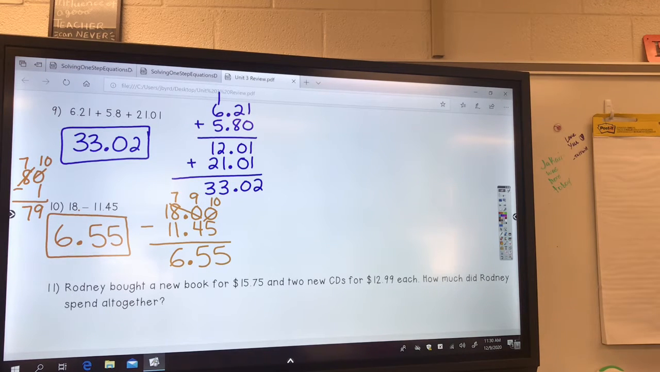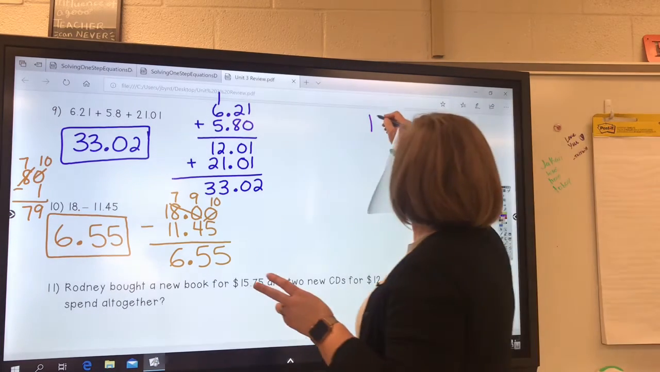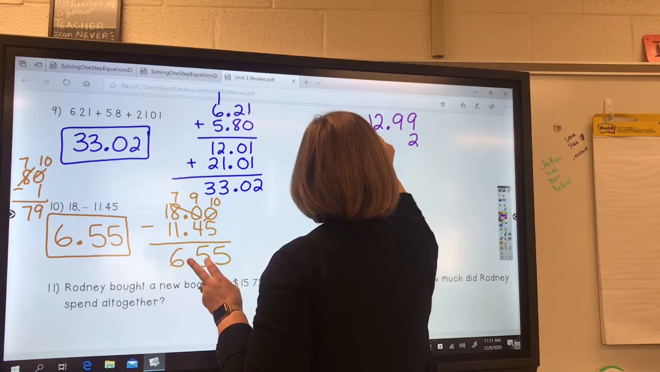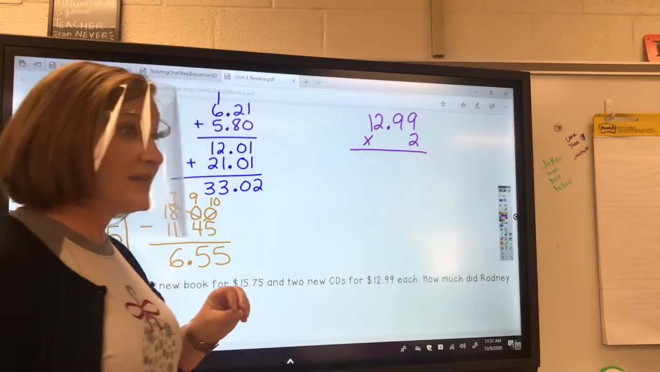So, how much did he spend on the CDs? He spent $12.99 on each. But how many did he get? How many CDs did he buy? 2. So what are we going to have to do to that $12.99? Multiply by 2. And when we multiply decimals, we line up our numbers, not our decimals.